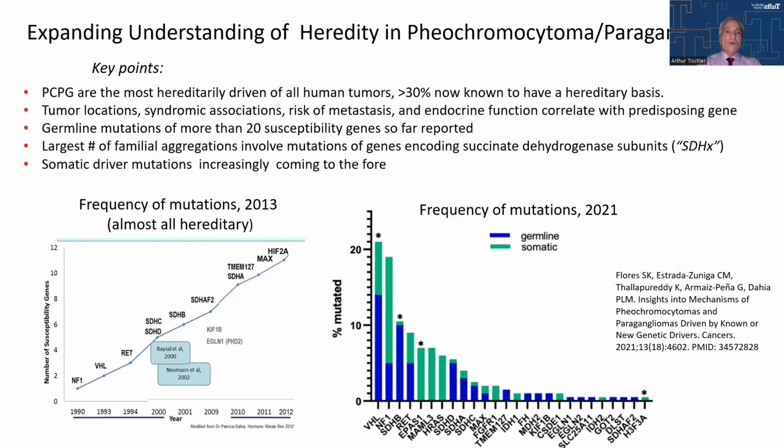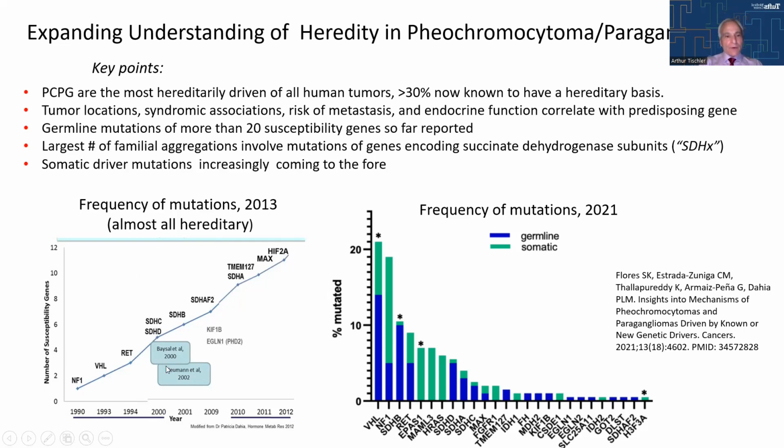Germline mutations of more than 20 susceptibility genes have so far been reported, and the largest number of familial aggregations of these tumors involve mutations of genes encoding subunits of succinate dehydrogenase, which are sometimes collectively referred to as SDHX genes and SDHX mutations. So if we look at the rate at which new mutations have been discovered, prior to the year 2000, we were very familiar with NF1, VHL, and RET as the main causes of hereditary pheochromocytoma.